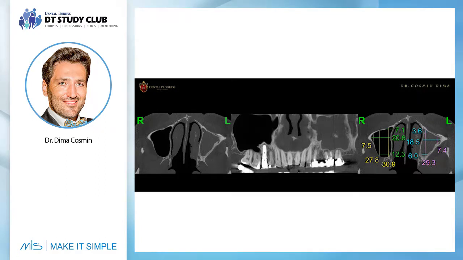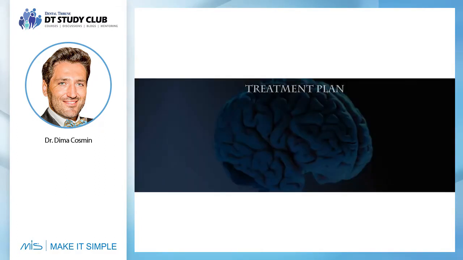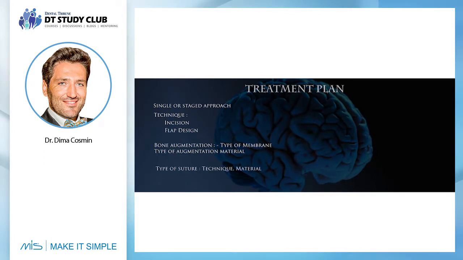So, coming back to our case, first of all, we sent the patient to the ENT specialist, and first of all, we have to make the treatment plan all together. And when we make the treatment plan, we have some questions like single or stage approach, technique, what incision, what flap design should we use, bone augmentation, what kind of membrane, and augmentation material, and of course what suture technique and what suture material.